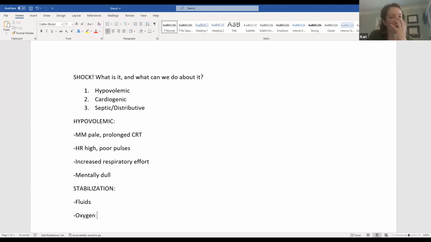And just remember not to hold it too close to their face. You want them to be able to at least exhale around the mask so that they're not getting hot and accumulating CO2 and just rebreathing their CO2. So oxygen and fluids are going to be really important for these guys.